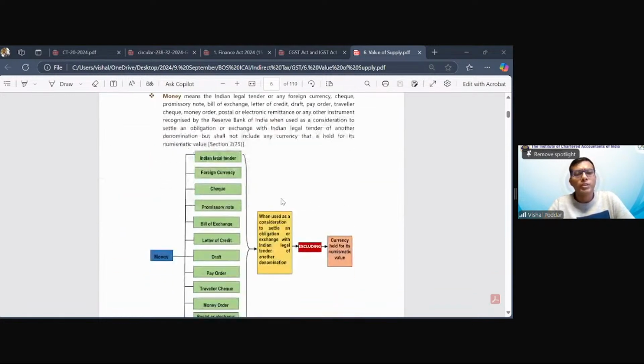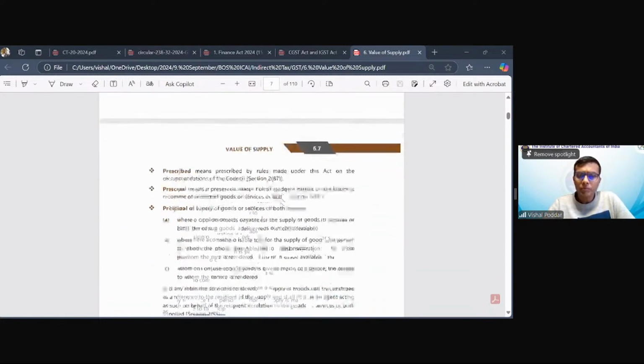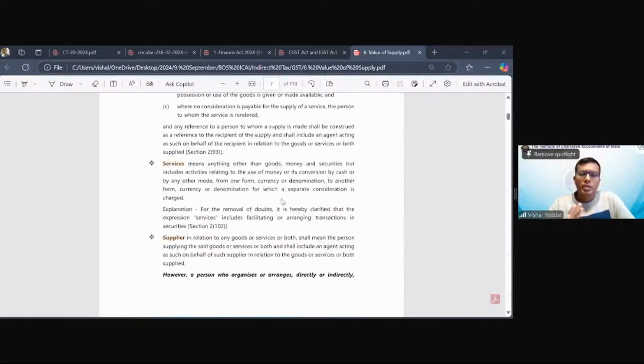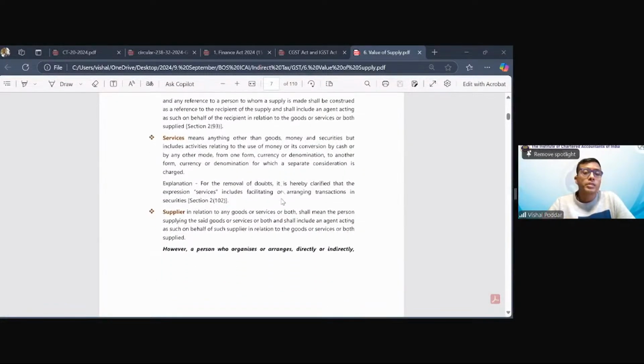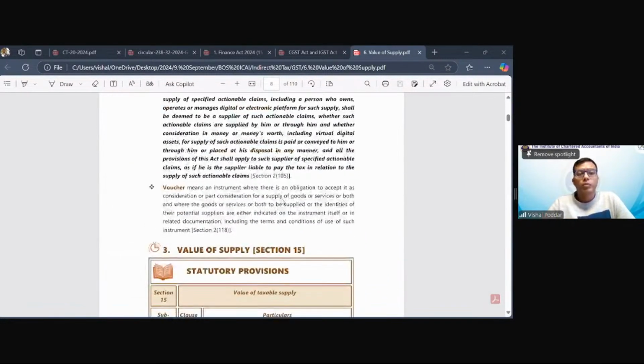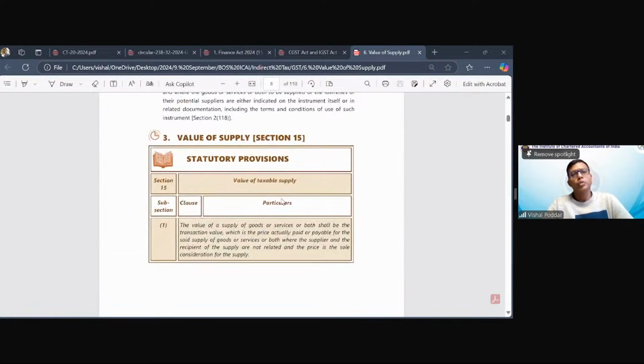Now, in GST as on date, we have only one mechanism, that is the ad valorem mechanism. So for ad valorem, we need to find out value, and for value, if you recall the customs chapter, customs had section 14 read with the customs valuation rules. GST has section 15 read with the GST valuation rules.